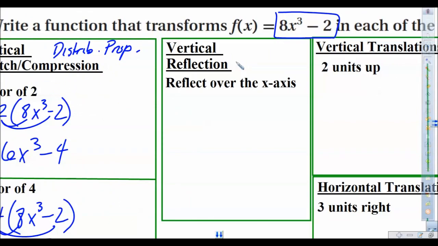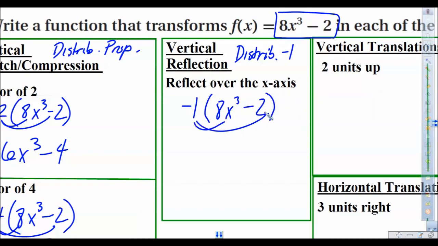So now looking at the vertical reflection, it's still the distributive property. Now we're going to distribute a negative 1. So now we have negative 1 times 8x cubed minus 2. Distribute, distribute. That's negative 8x cubed. It just changes everything to the opposite. Now minus 2 becomes a positive 2.